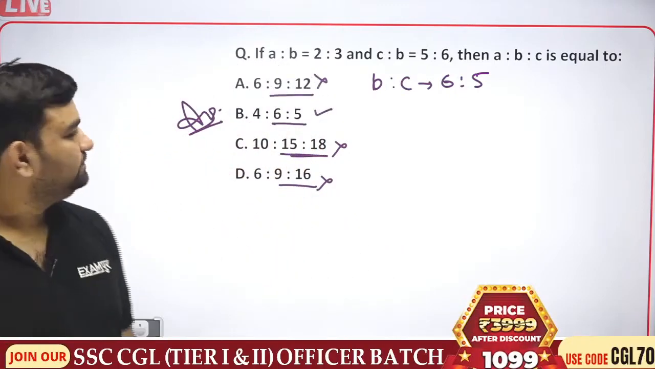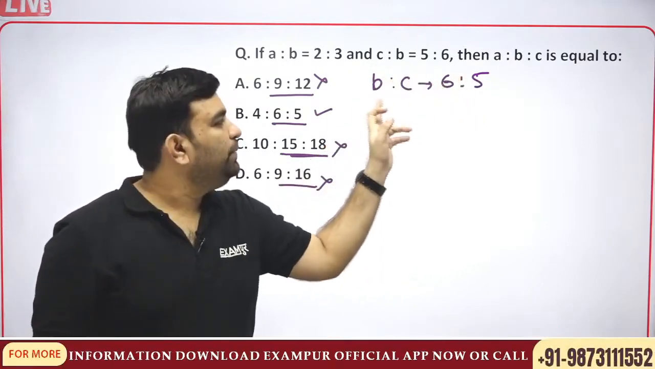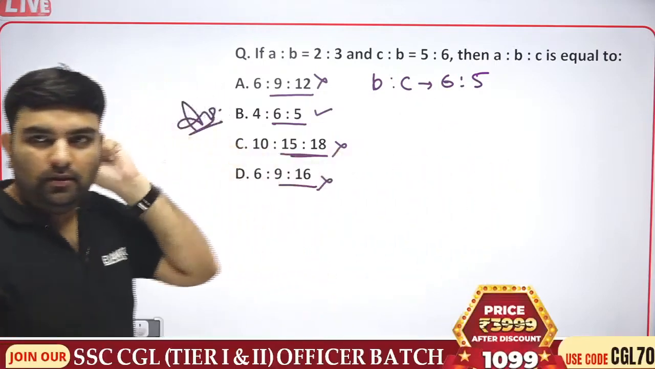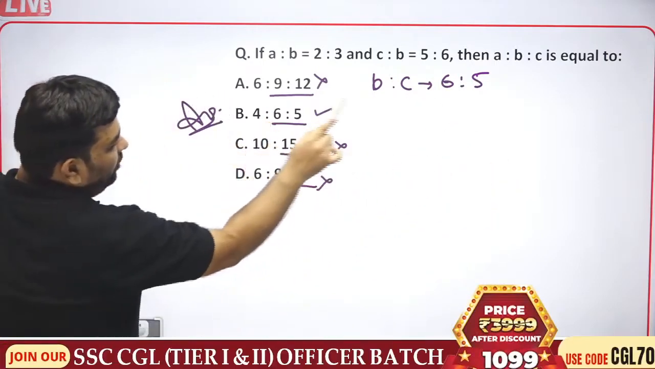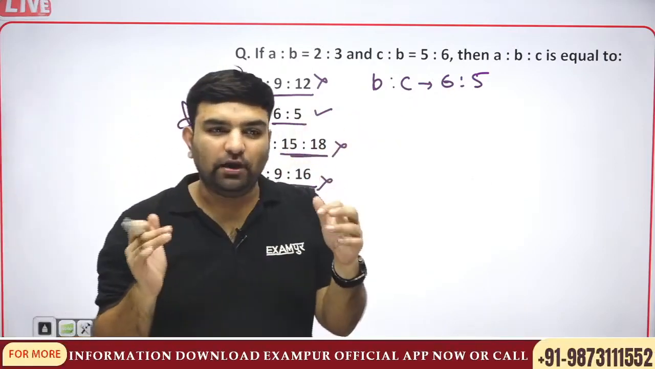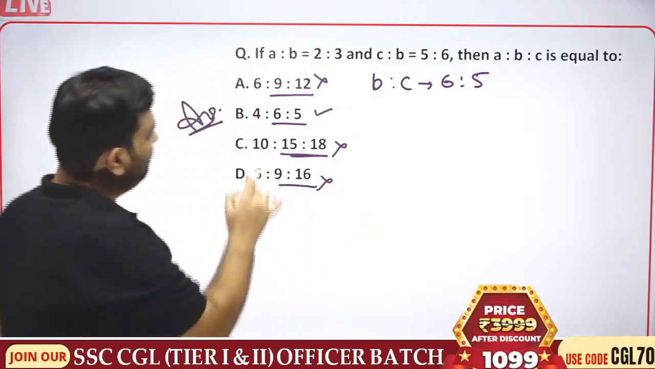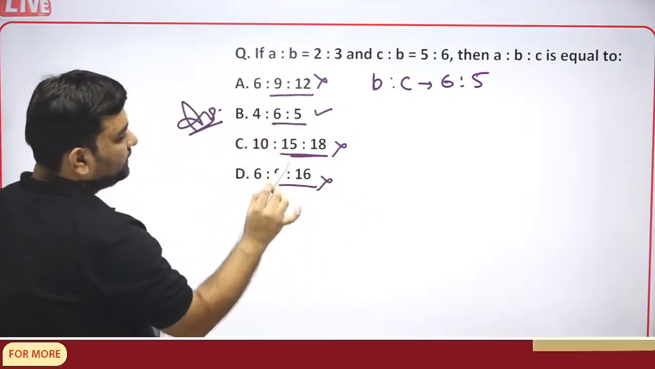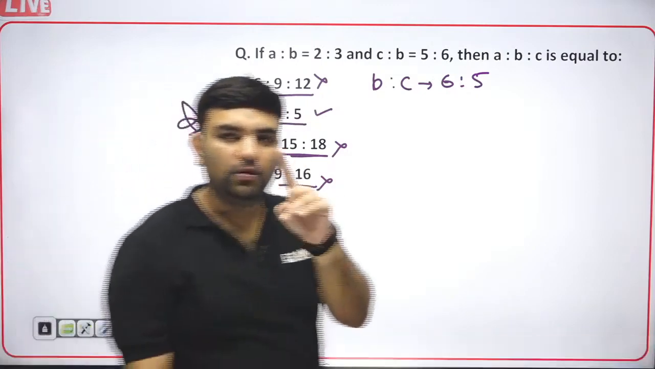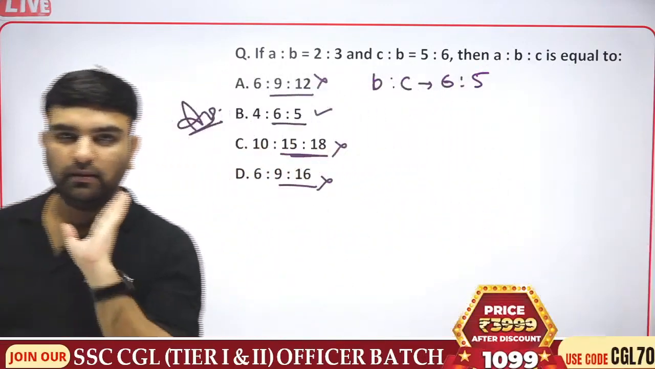Gone. C ratio B is 5 ratio 6. So B ratio C should be in the ratio 6 ratio 5. Obviously B should be greater and C should be smaller. At least we can observe this. Here B is smaller, gone. Here B is smaller, gone. Only one option is possible.